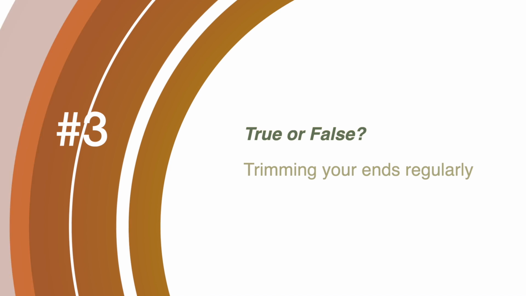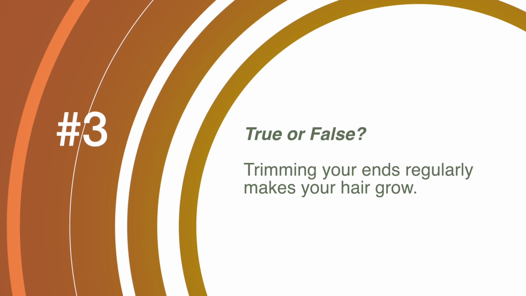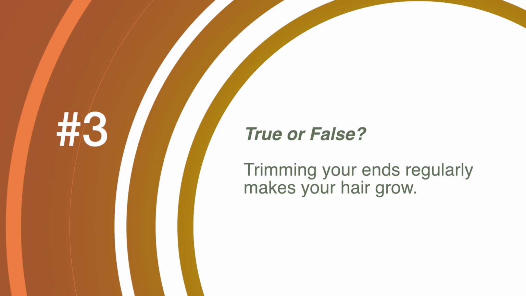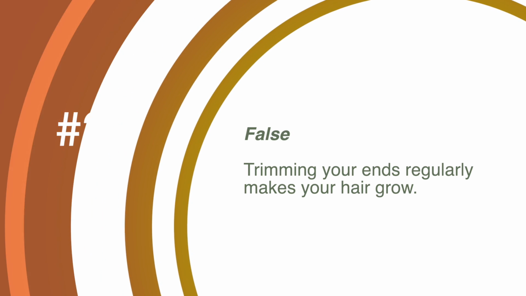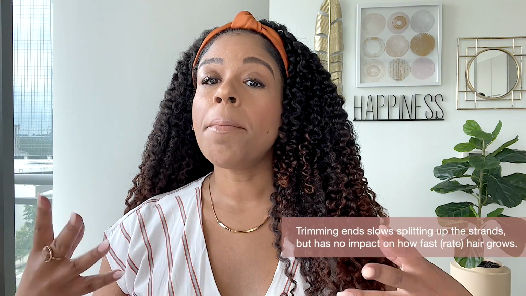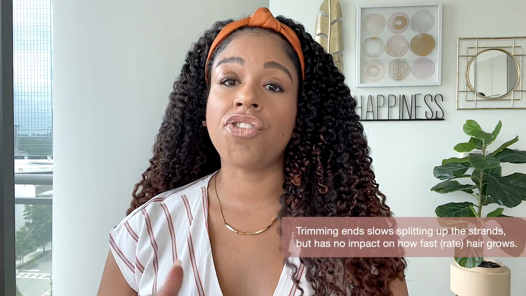True or false? Trimming your ends regularly makes your hair grow. The answer is false. Hair growth is genetic. Trimming stops breakage from traveling up the strands, but how often you get cuts depends on the rate of breakage you have, but at least every 3 months is a good place to start.